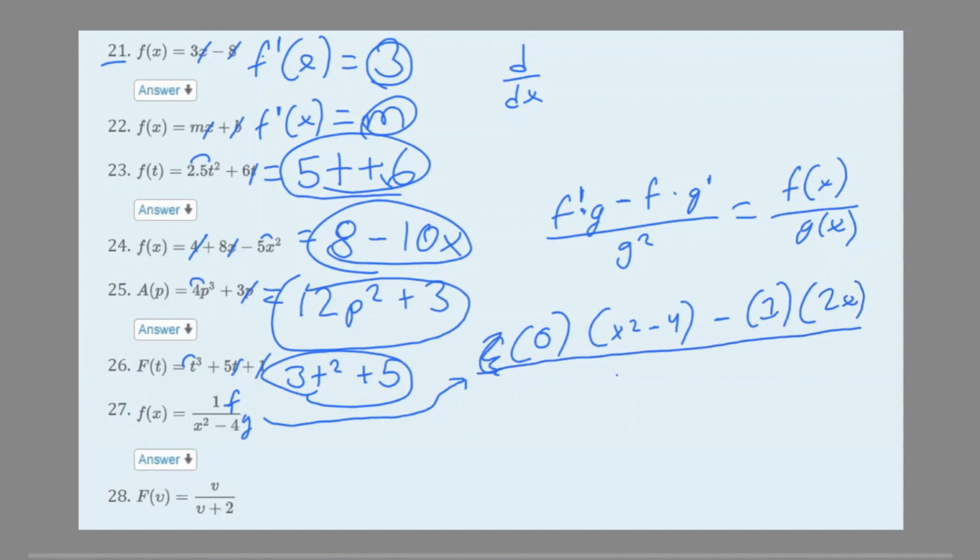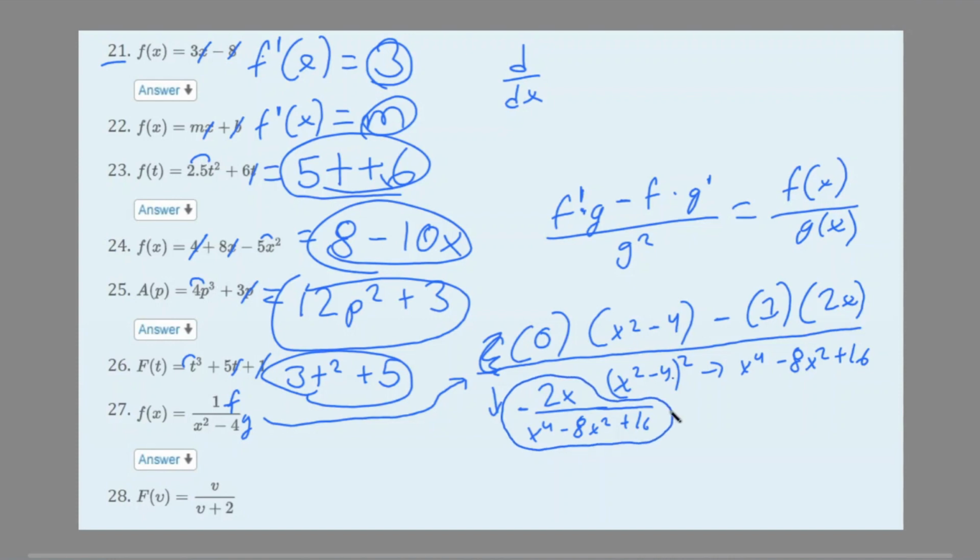And in the denominator, we're going to have x squared minus 4, squared, which if we simplify, would give us x to the 4th power minus 8x squared plus 16. So if we simplify all of this, we would get negative 2x over x to the 4th power minus 8x squared plus 16. So that will be your final answer for that. You could also leave it in the form x squared minus 4 squared, or you could simplify it. It doesn't really matter how you set up your answer.